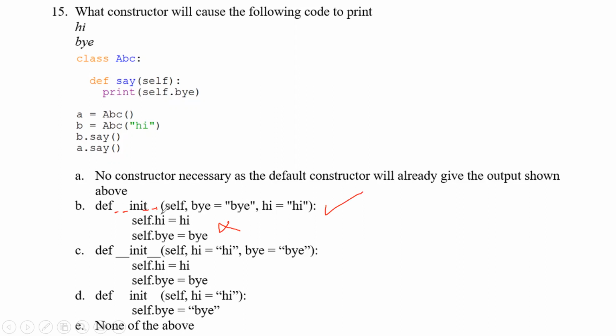But if I don't have this underscore in it, this is not going to work. This is not a constructor. But if I have these, it's going to be B. If I don't have, it's going to be none of the above. Clear? You got it?